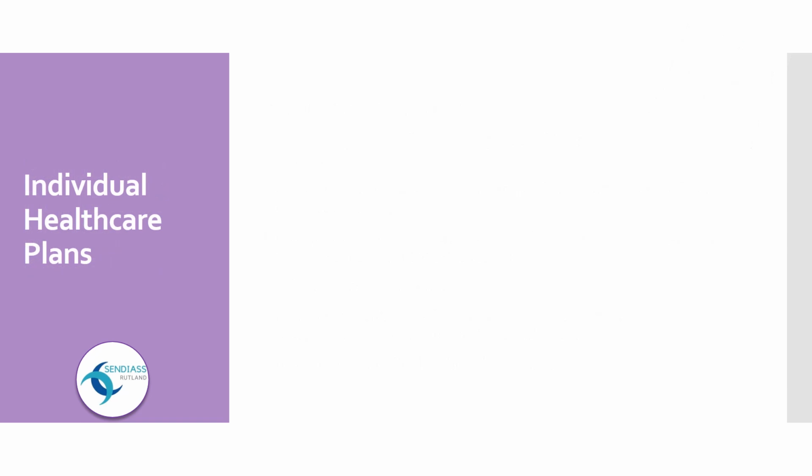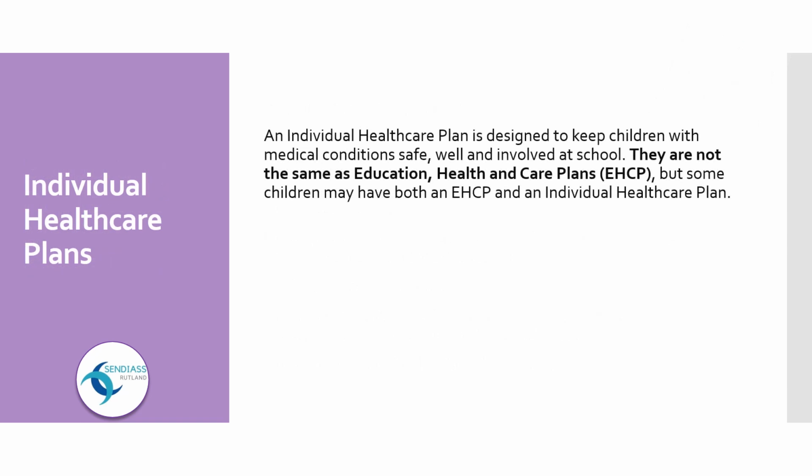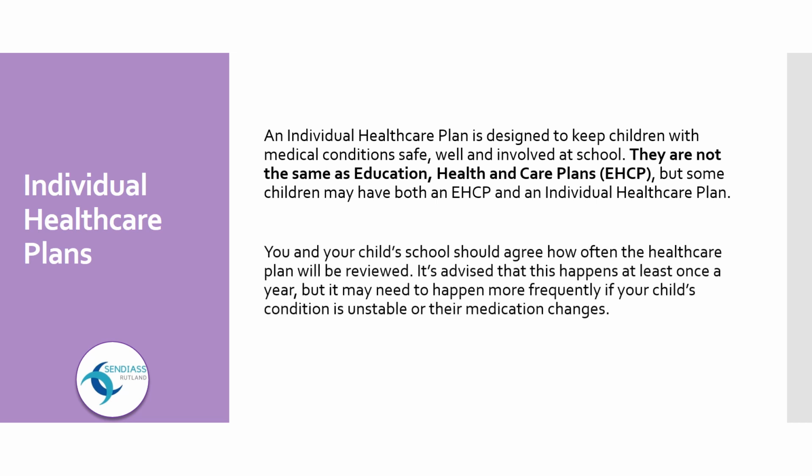Individual healthcare plans. An IHCP is designed to keep children with medical conditions safe, well and involved at school. They are not the same as education, health and care plans, but some children may have both an EHCP and an individual healthcare plan. You and your child's school should agree how often the healthcare plan will be reviewed. It's advised that this happens at least once a year, but it may need to happen more frequently if your child's condition is unstable or their medication changes.